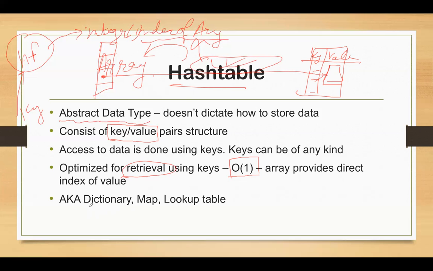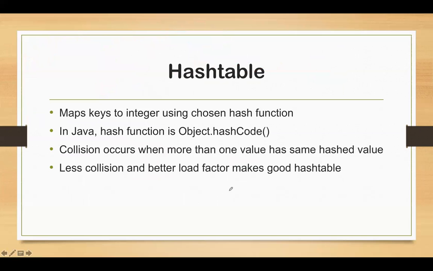A hash table is also known as a dictionary, map, and lookup table. These are synonymous. A hash table maps our key into an integer using the hash function. If you're using Java, then the hash function used is Object.hashCode.